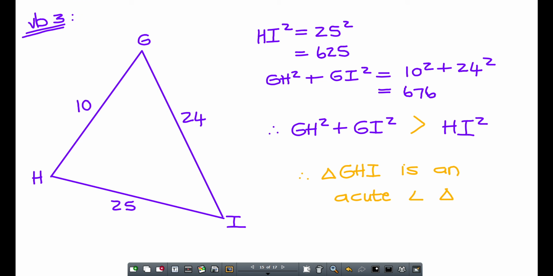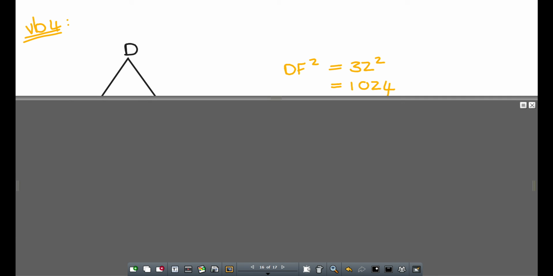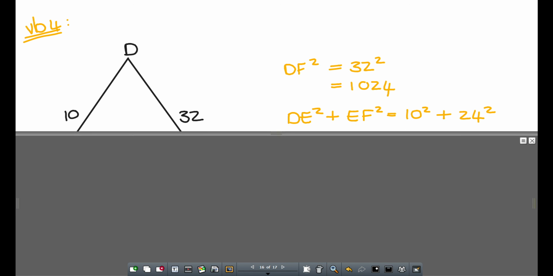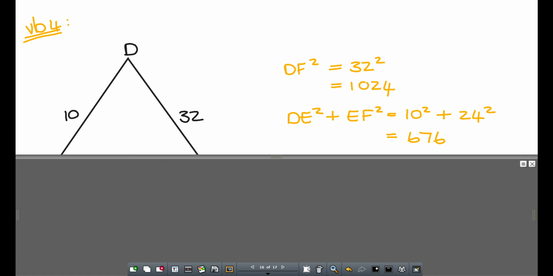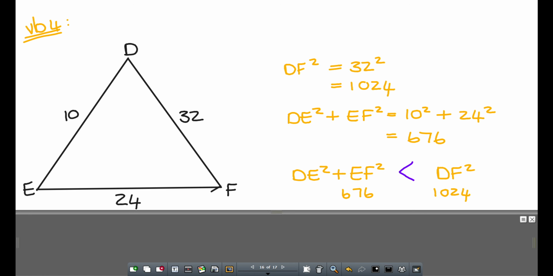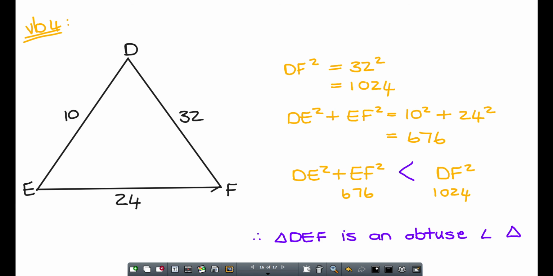Yeah. Okay, right people, the bell's going to ring, so I just want to quickly make sure. So you should have DF squared is 32 squared, meaning that's going to give you 1024. Then I'm going to take those two short sides, add and square them. That's going to give you 676. Then I'm going to say DE squared plus EF squared will be less than DF squared. So your sign must be facing the hypotenuse. And that means that it's an obtuse angle triangle. Good. You guys have got your homework? You may go.